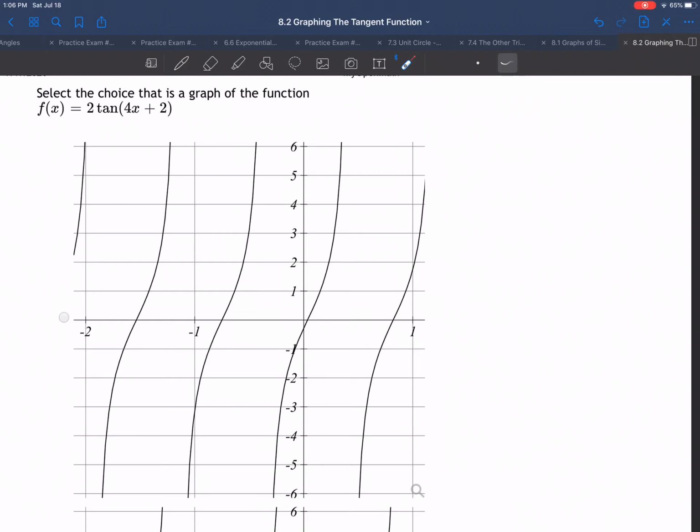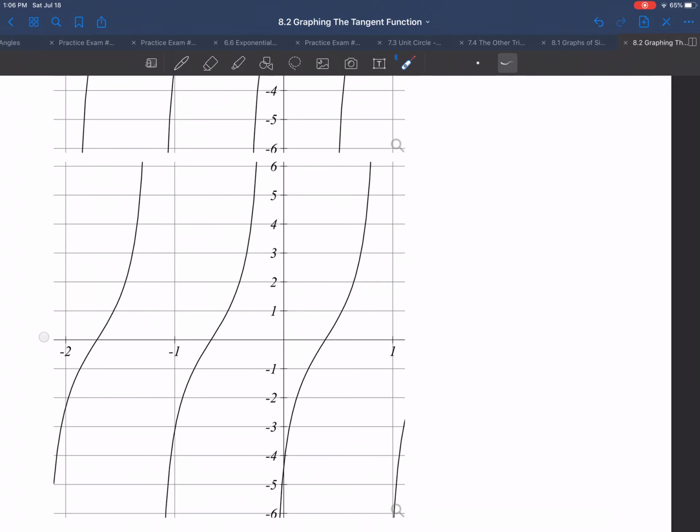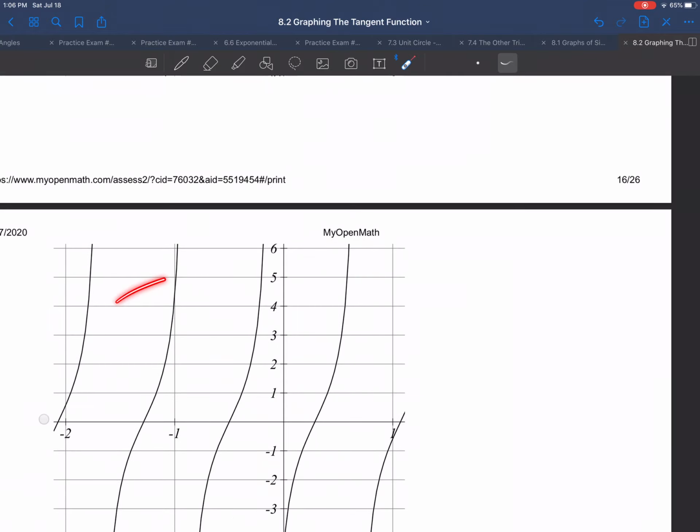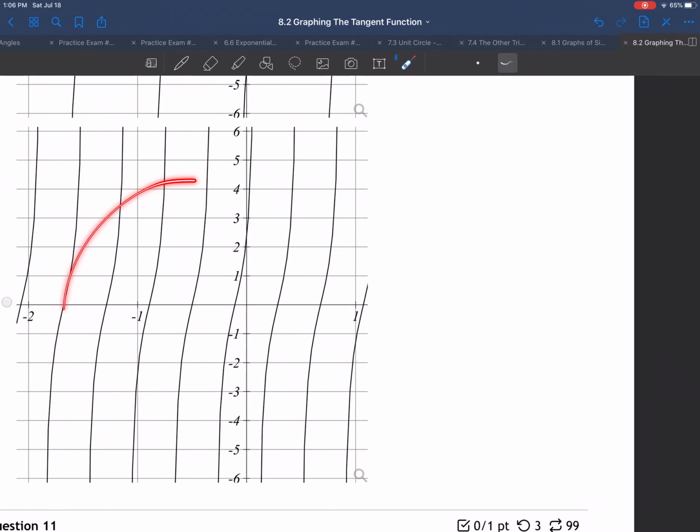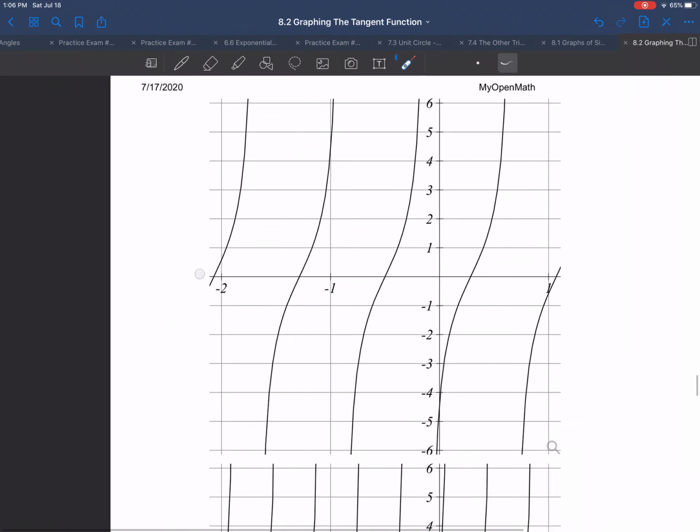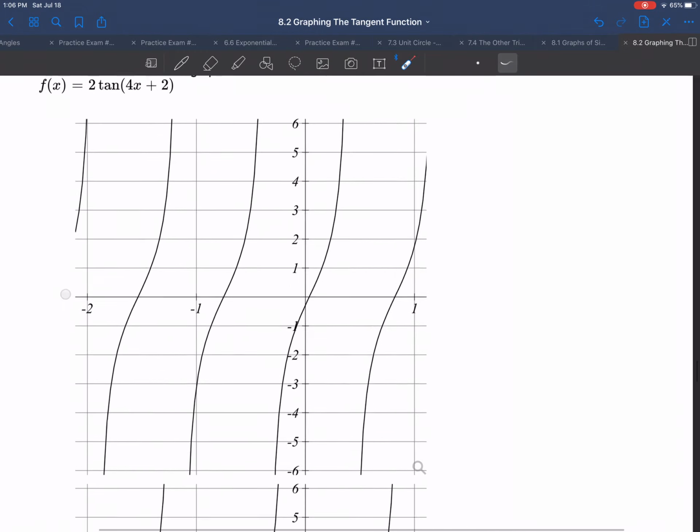Here's an example where we're graphing a tangent function. It's a little more complex one, and they're giving us 4 options for the answers. Could this function be that graph? Or is it this graph? Is it this graph? Or is it that graph? It's one of those 4 options.